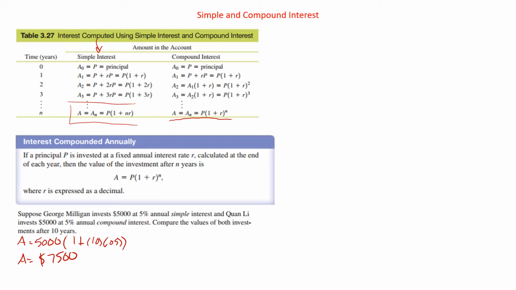Quan Li, we're going to have the amount after 10 years will equal the principal, which is 5,000, times 1 plus 0.05 to the 10. So 1 plus 0.05 is 1.05. To the 10th power is going to be a bit of a decimal, and then times the 5,000 gives us 8,144.47.